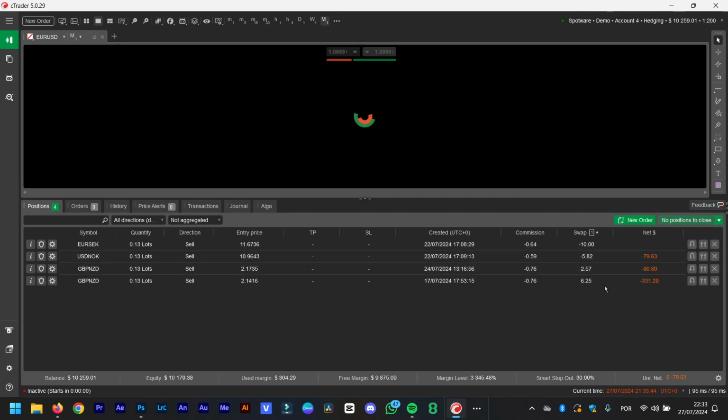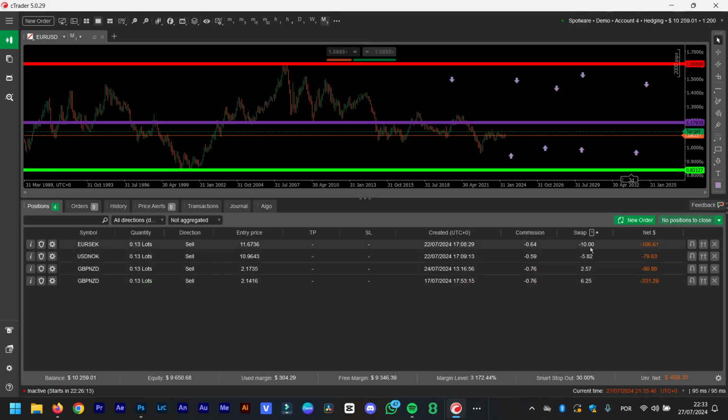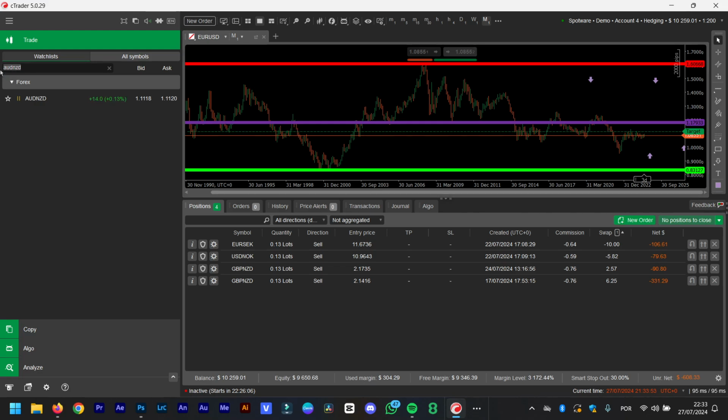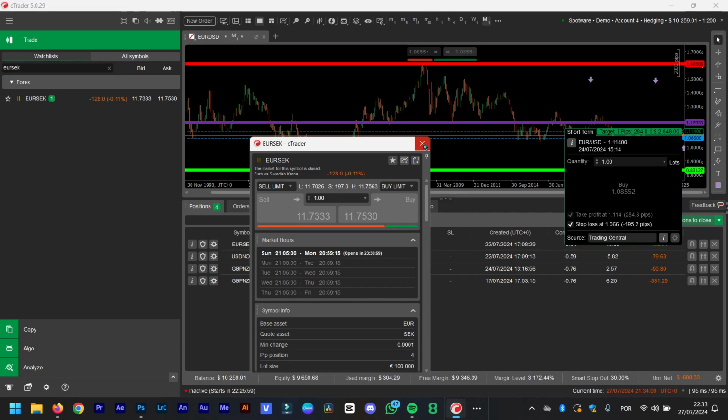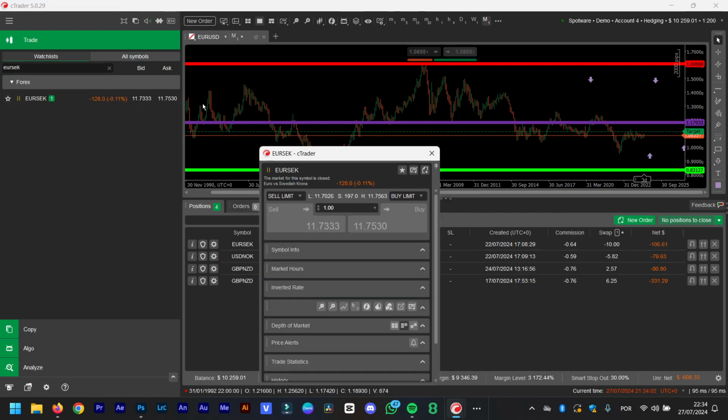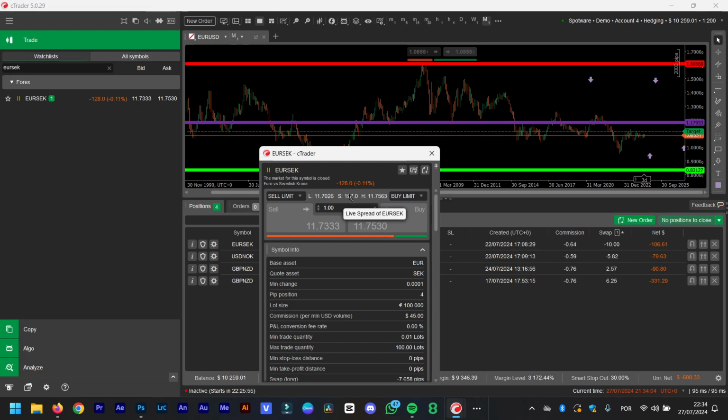Account number 4, we have a $10 swap. As you can see, the swapping here is really expensive. Let me show you something: Euro SEK. If I right click on it and hit the symbol window option, you can see the spread. The spread here is at 197, so it's really expensive. Some spreads of trades that I open are like 2 points, and others are like 300 points, 197 points, like here.